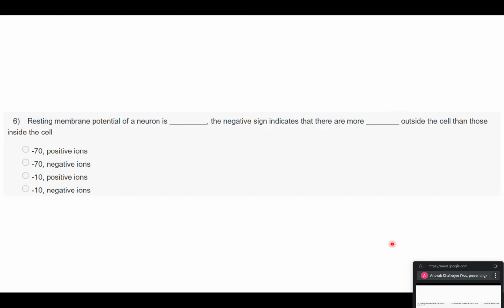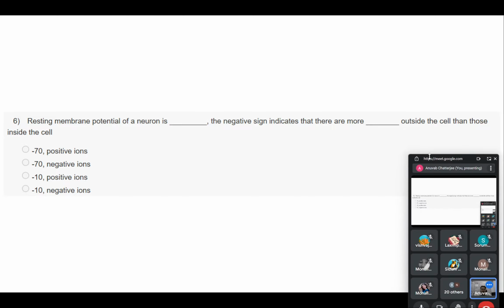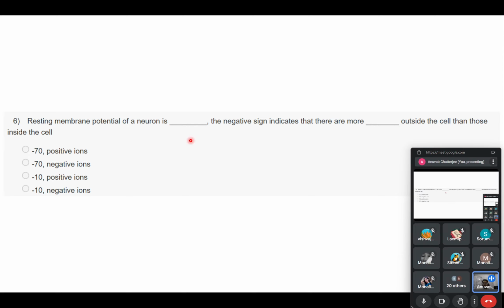Okay, coming all the way back to our question: resting membrane potential of a neuron is blank. The negative sign indicates there are more blank outside the cell than inside the cell. The correct option was that resting membrane potential is minus 70 and there are more negative ions outside the cell.